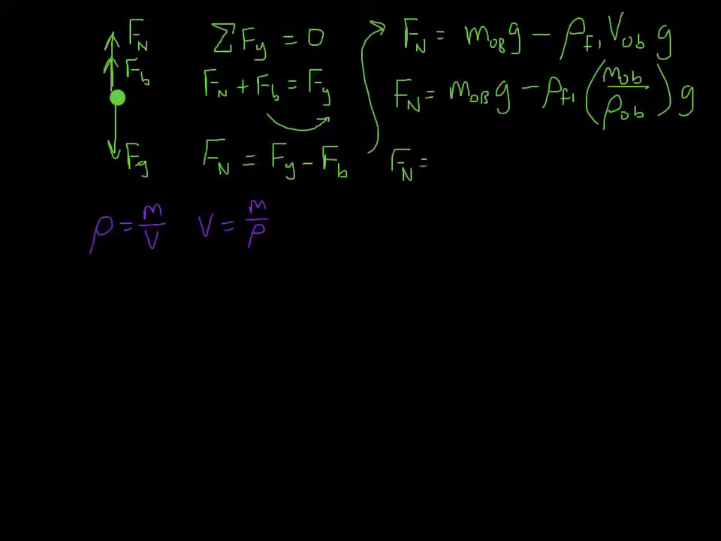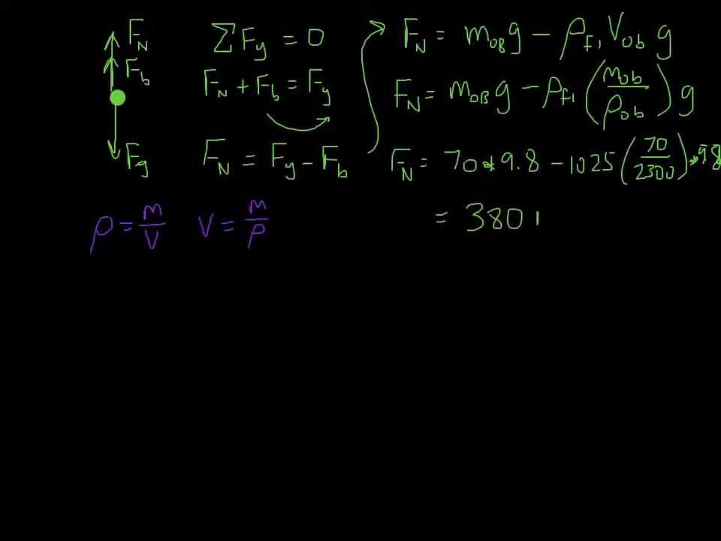So the normal force is equal to 70 times 9.8 minus the density of the fluid, 1,025, times the mass of the object, which is 70, divided by the density of the object, 2,300, times 9.8, and that gives you a normal force equal to 380 newtons. So that was for part A.